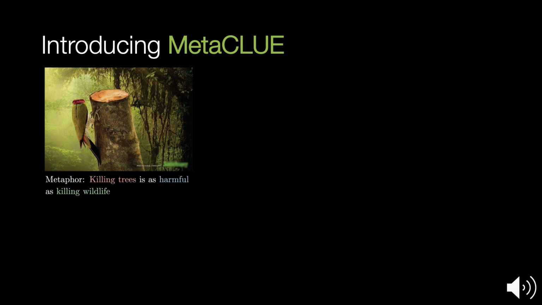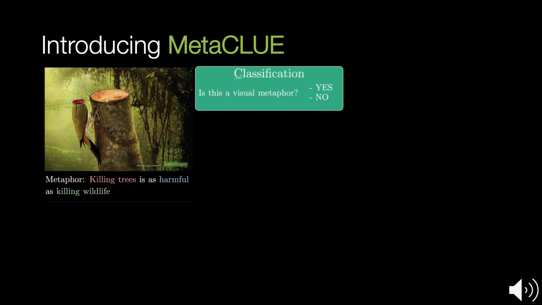In this work, we introduce MetaCLUE. MetaCLUE consists of 4 interesting tasks related to visual metaphors, and we also collect metaphor annotations for evaluating existing models on these tasks. Following the fundamental vision task of image classification, we first ask, can we develop models that can classify whether or not a given image contains a visual metaphor?